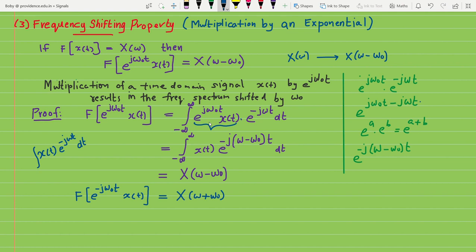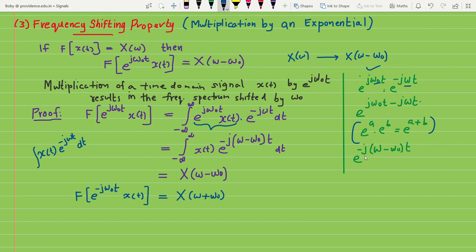Now here we can combine these two exponentials, that means e raised to j omega 0 t and e raised to minus j omega t. How can it be combined? It is of the form e raised to a into e raised to b, that will result in e raised to a plus b. So e raised to j omega 0 t into e raised to minus j omega t is e raised to j omega 0 t minus j omega t. So we have to add these terms.